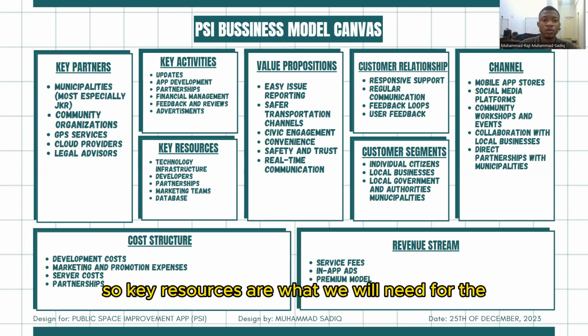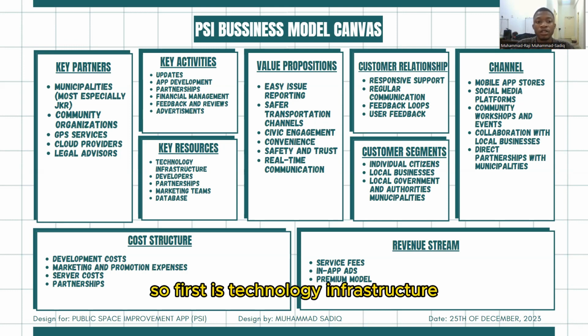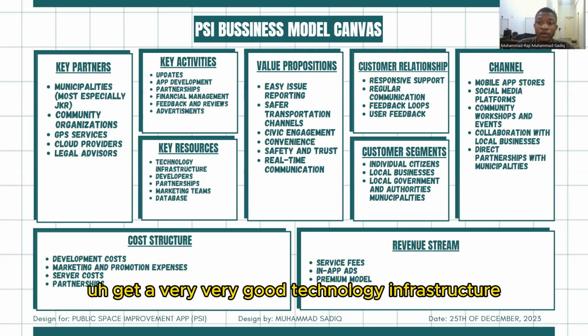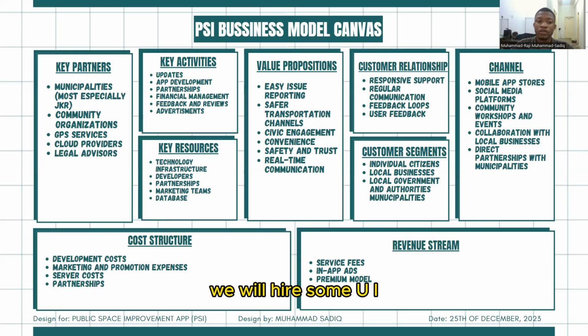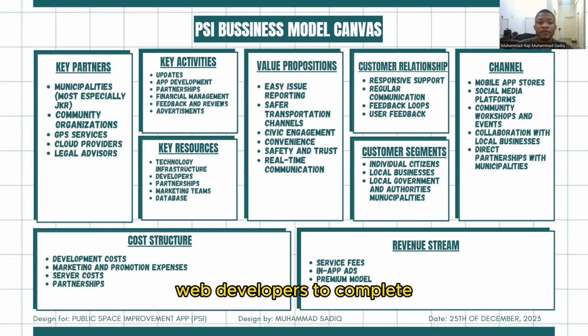So key resources are what we will need for the application. So first is technology infrastructure. So yes, we have to get a very good technology infrastructure to build the application. Next is developers. So yeah, we will hire some UI UX developers, mobile application developers, and web developers to complete the development of the application.